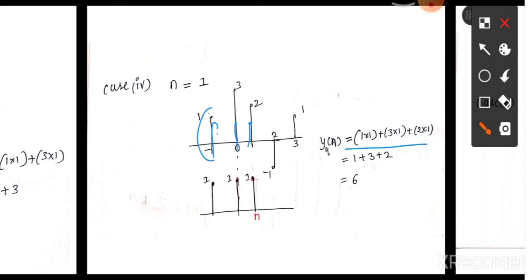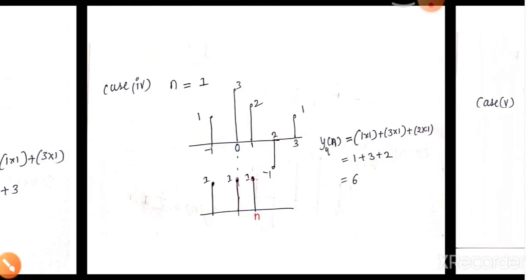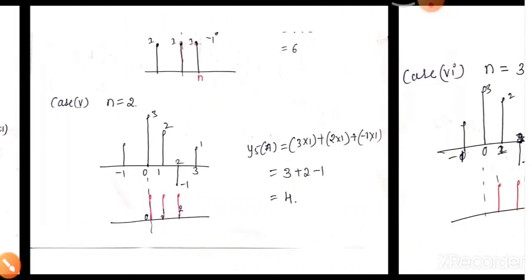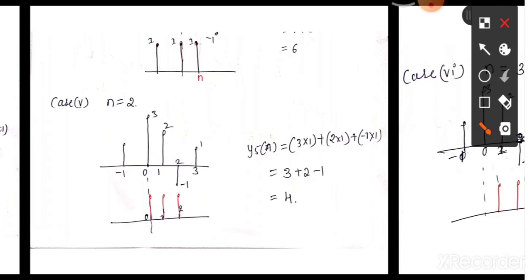1 into 1, both the signals are the same. Second signal is 3 into 1. Okay, third signal is 2 into 1. So if you simplify, you get y4 of n equal to 6. Okay, similarly, change it to n equal to 2. That is the fifth case, when let's place this n is equal to 2. We can place at n equal to 2. Here also I will be placing on this with a magnitude 1, 1, and 1.